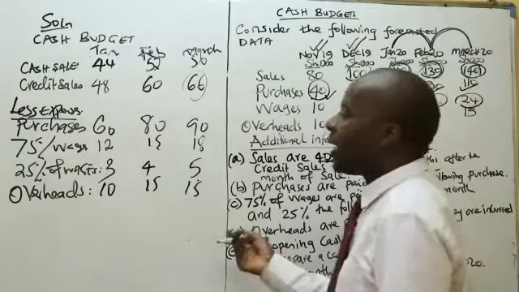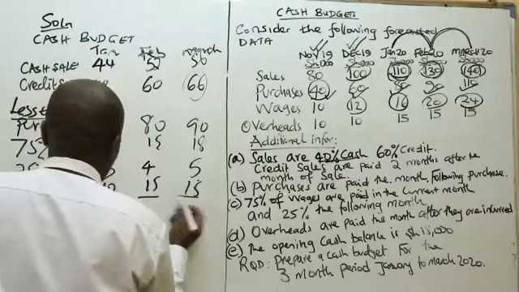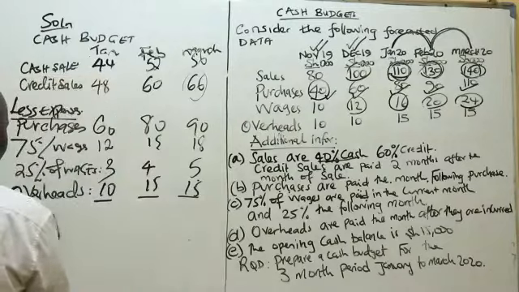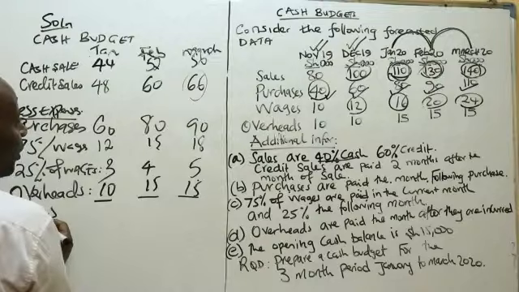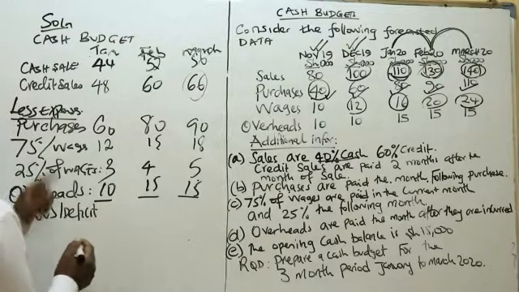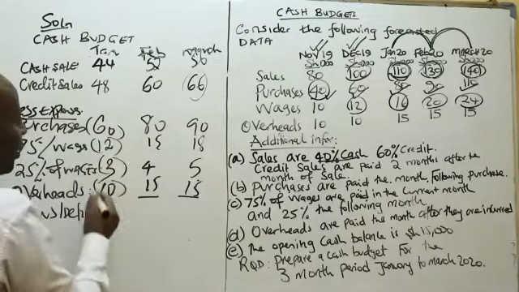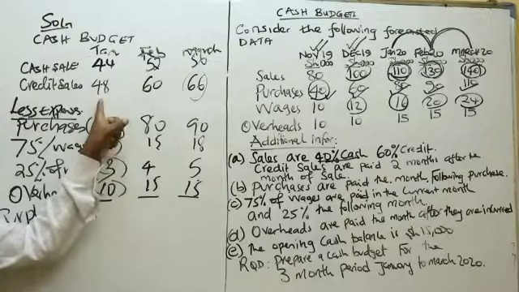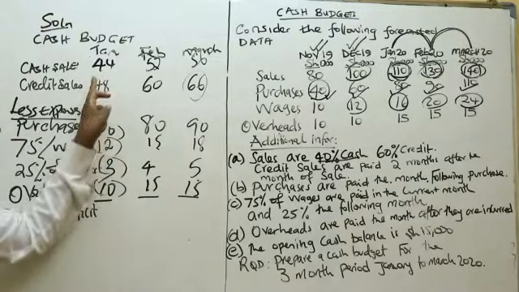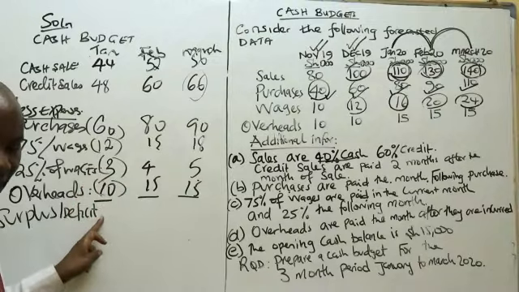So then could you kindly, ladies and gentlemen, give me the surplus or the deficit, very fast? How do you do it? You take the incomes, you subtract all these expenses. So we have 44 plus 48, minus 60, minus 12, minus 3, minus 10. Please give me the answer here.